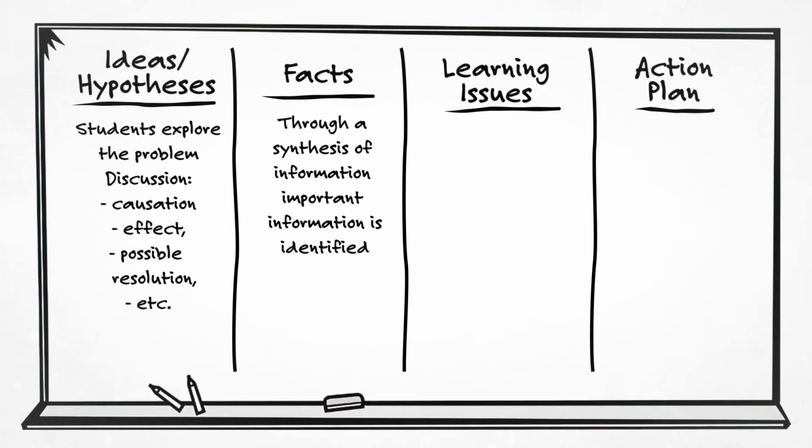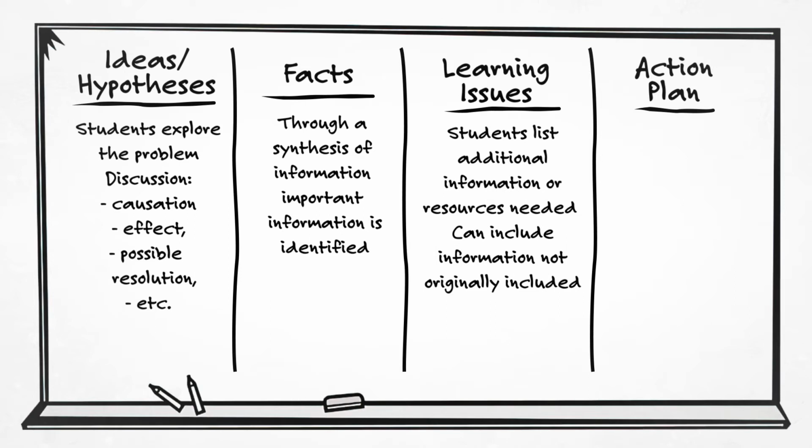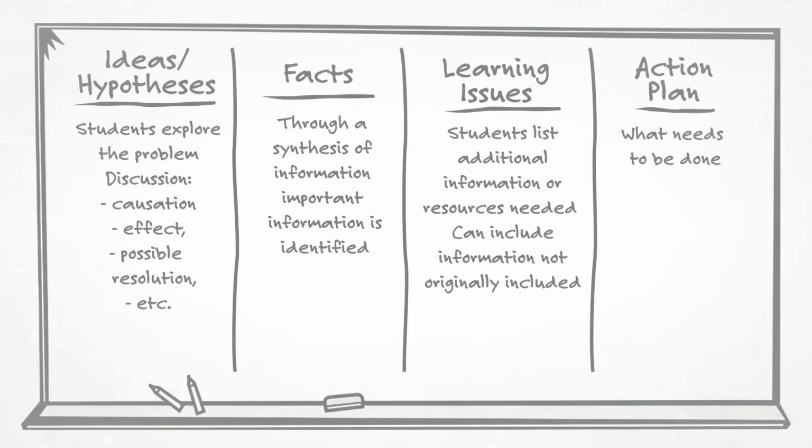Learning issues. Students list what they need to know or understand in order to complete the task. This can include information not included in the presentation of the problem. Action plan. Things that need to be done in order to complete the problem task.